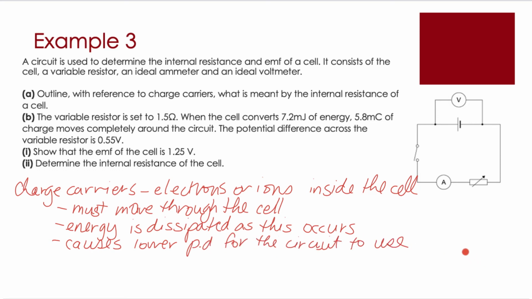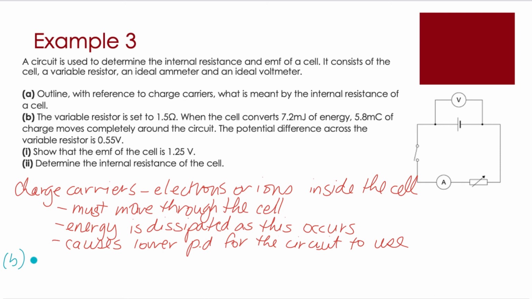This is going to cause a lower potential difference for the circuit to use. And this is what we're referring to as internal resistance. Okay, for part B, the variable resistor is set to 1.5 ohms. When the cell converts 7.2 millijoules of energy, 5.8 millicoulombs of charge moves completely around the circuit. It asks us to show the EMF of the cell is 1.25 volts.